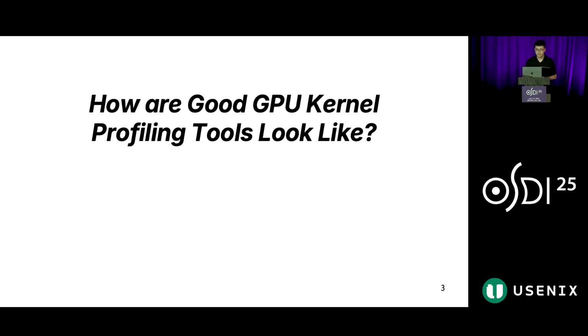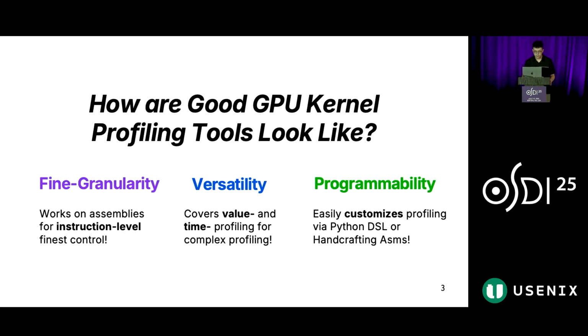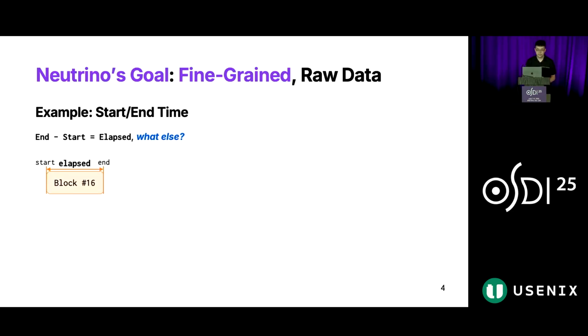But the first question is, what does a good GPU kernel profiling tool look like? In this work, Neutrino mainly targets 3 of them: fine granularity, versatility, and programmability. For fine granularity, the simplest example is the start and the ending time of the block. So you may ask, OK, end minus start gives us the elapsed time.